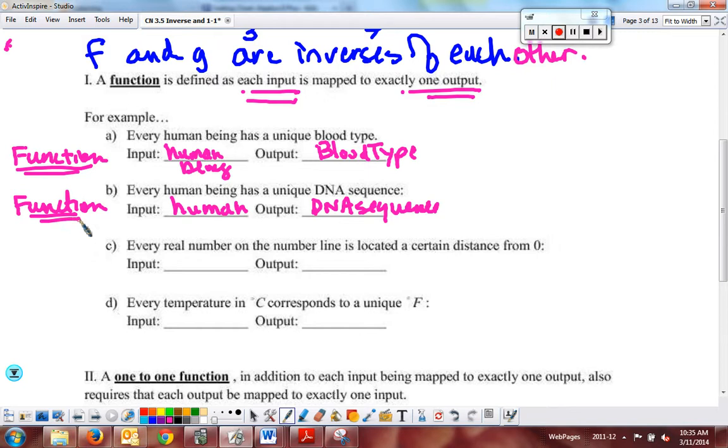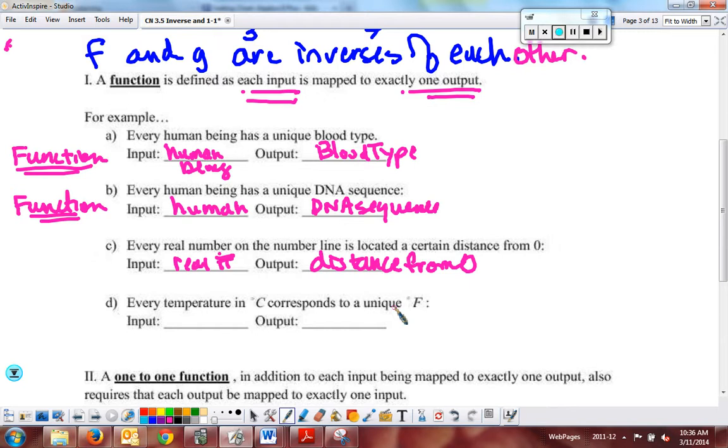Now we go to a more mathy kind of thing. I put in a real number on the x number line. Pick a real number. 2. How far is that from 0? 2. I put in -3. How far is that from 0? 3. So if I input a real number and I output the distance from 0, is that a function? Why did everybody say the same answer? I put in -3, how far is that from 0? It's 3.